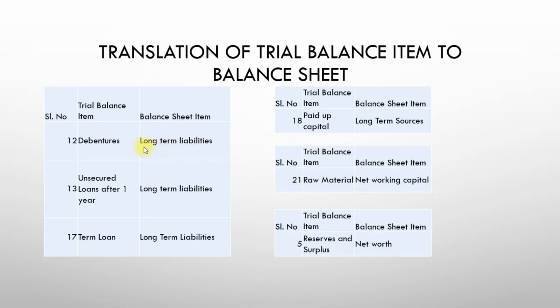Likewise, in the balance sheet, when we say long-term liabilities, in the trial balance it may be debentures, unsecured loans after 1 year, and term loan. Also in the balance sheet, when we say long-term sources, it may be paid up capital in the trial balance. When we say net working capital in the balance sheet, it may be raw material. When we say net worth in the balance sheet, it may be reserves and surplus.